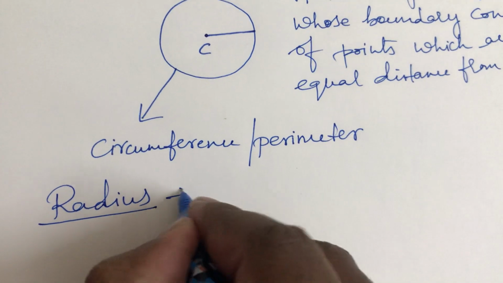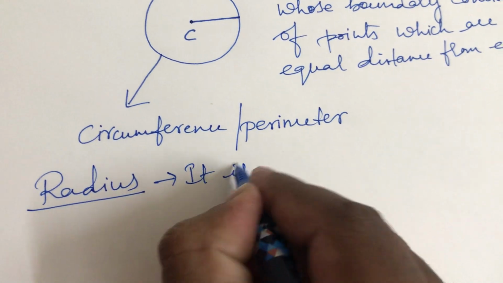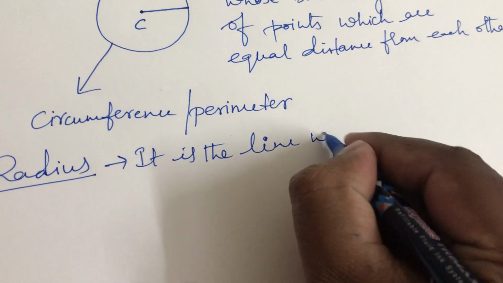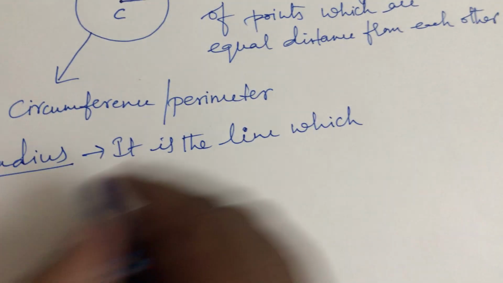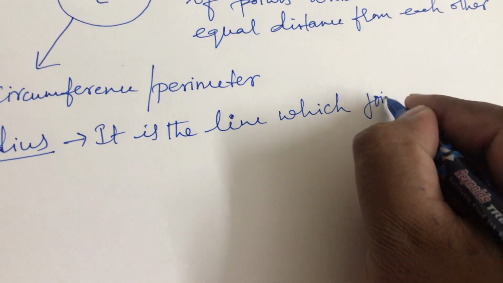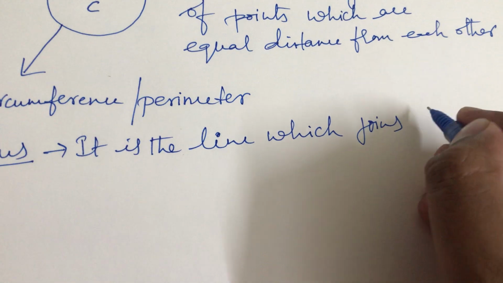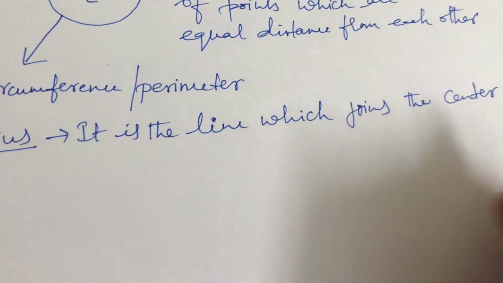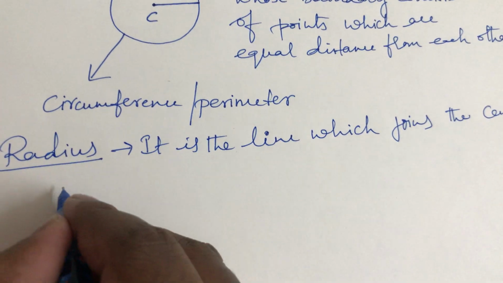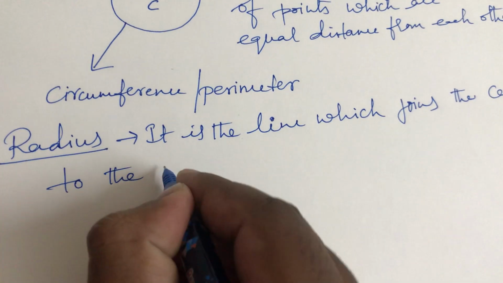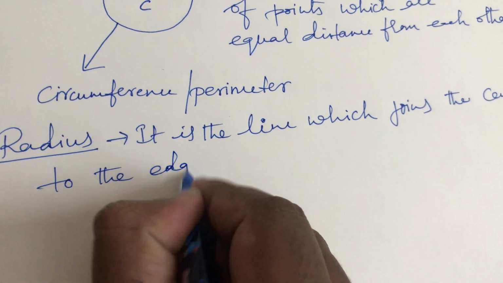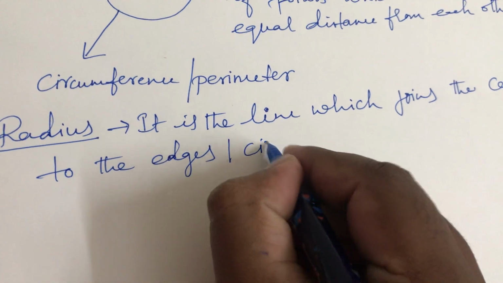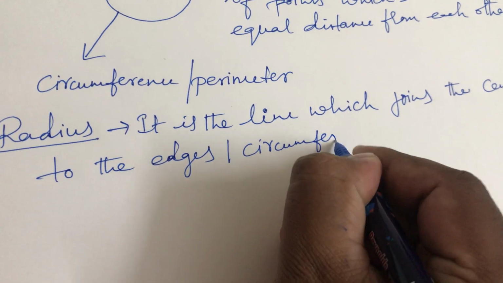The line which joins the center and the circumference is called the radius. It is the line which joins the center to the edge or circumference.